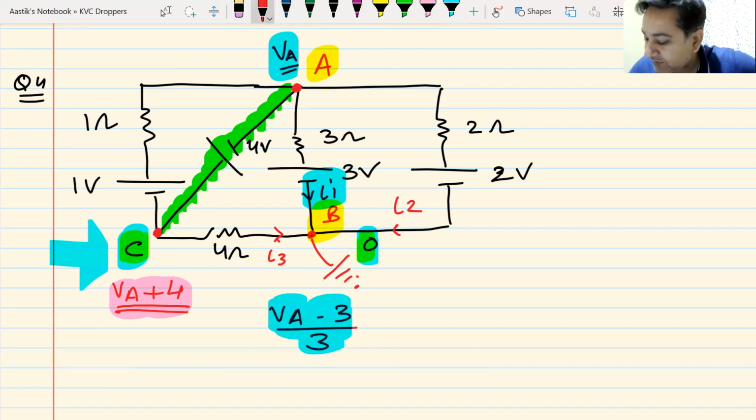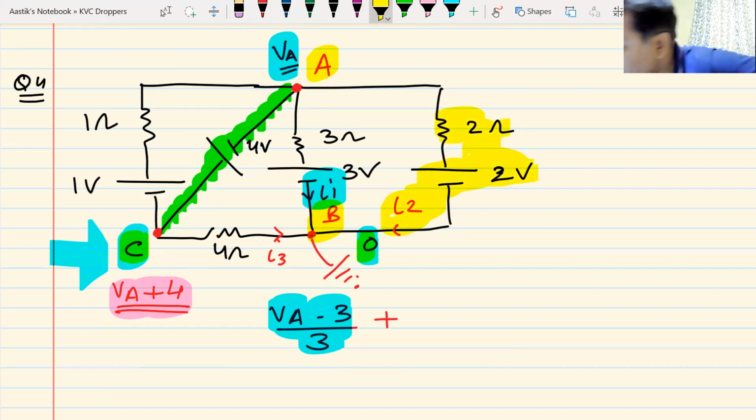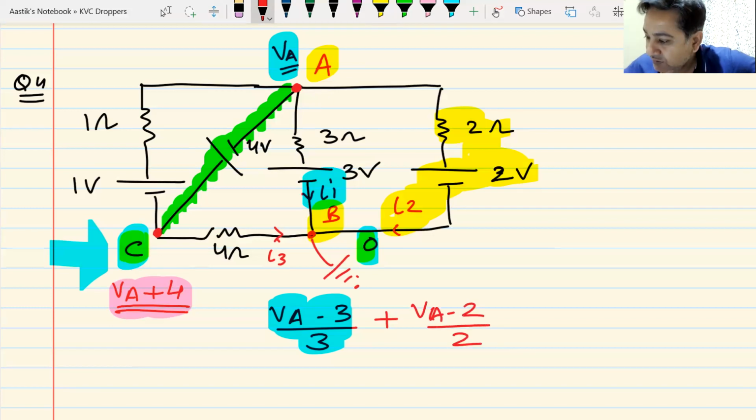Now let us move on to the second one. What is the value of I2? I2 will be my pink. No, yellow. What is my I2? (VA minus 2) by 2. That is my yellow.